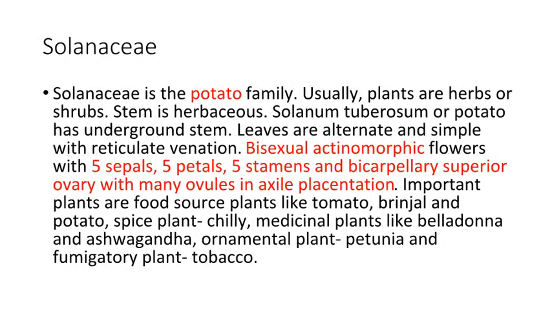Solanaceae. Solanaceae is the potato family. Usually, plants are herbs or shrubs. Stem is herbaceous. Solanum tuberosum or potato has underground stem. Leaves are alternate and simple with reticulate venation. Bisexual actinomorphic flowers with 5 sepals, 5 petals, 5 stamens and bicarpellary superior ovary with many ovules in axile placentation.